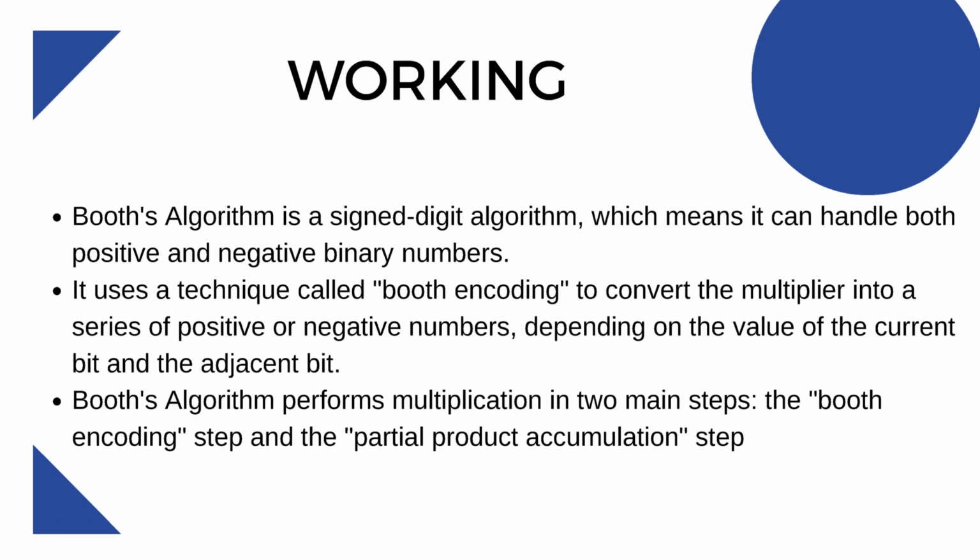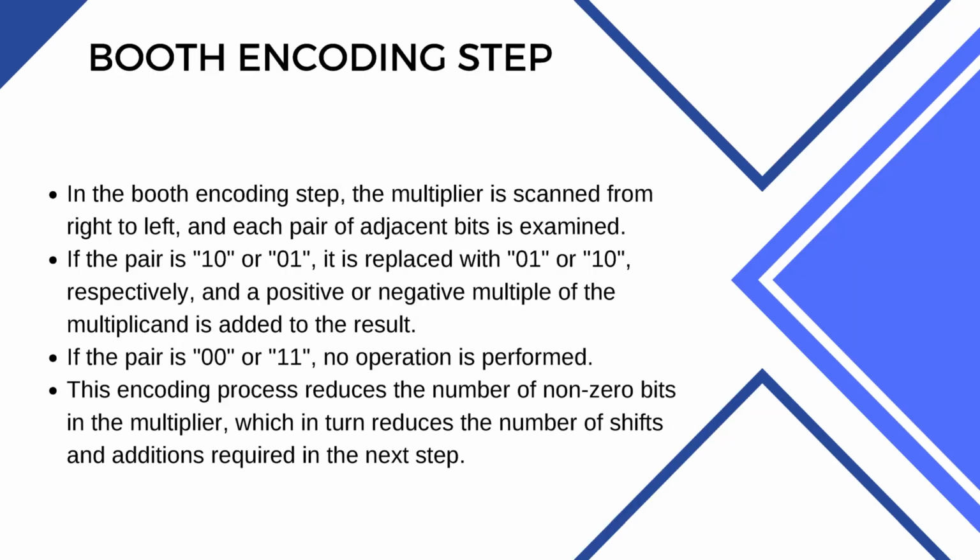Booth's algorithm performs multiplication in two main steps: the Booth encoding step and the partial product accumulation. Booth encoding step. In the Booth encoding step, the multiplier is scanned from right to left and each pair of adjacent bits is examined. If the pair is 1 0, it is replaced with 0 1, and if the pair is 0 1, it is replaced with 1 0, and a positive or negative multiple of the multiplicand is added to the result. If the pair is 0 0 or 1 1, no operation is performed. This encoding process reduces the number of non-zero bits in the multiplier, which in turn reduces the number of shifts and additions required in the next step.